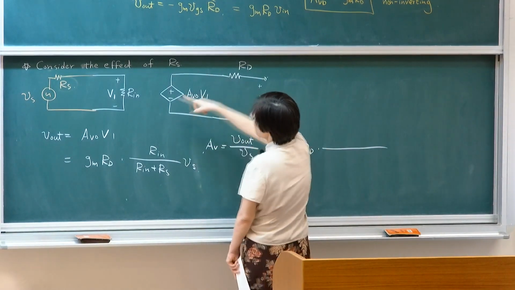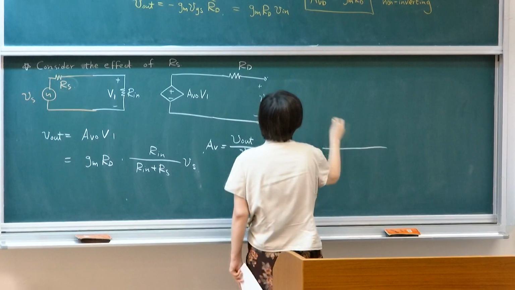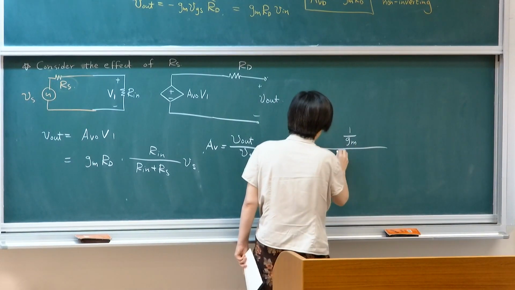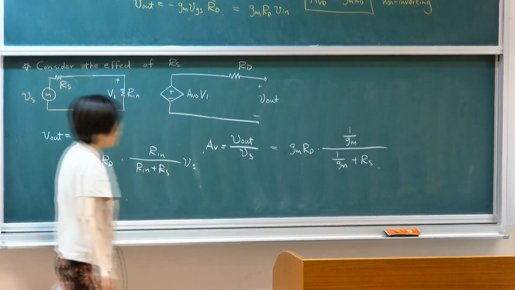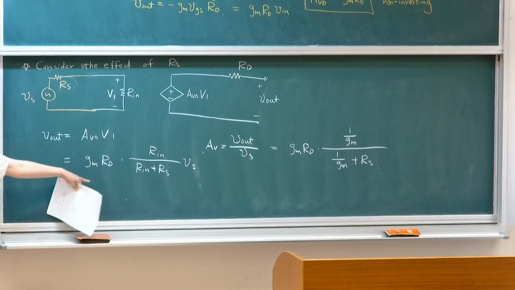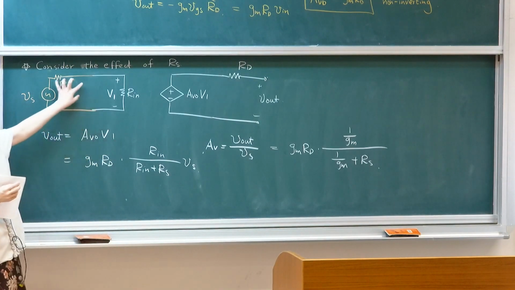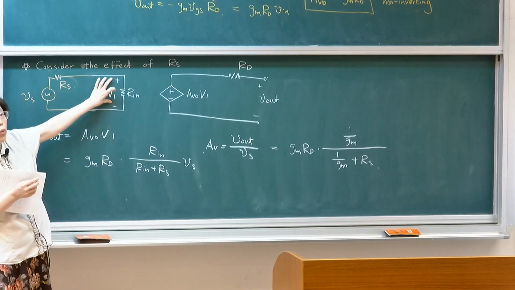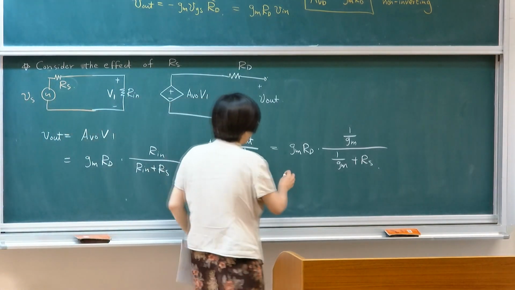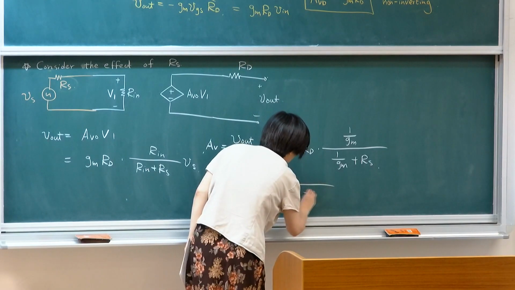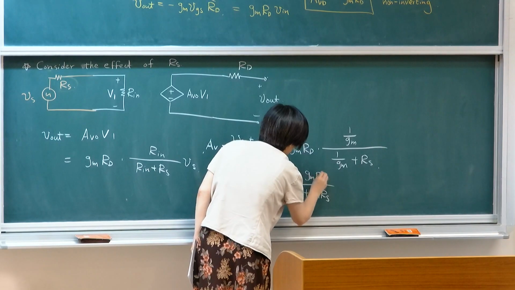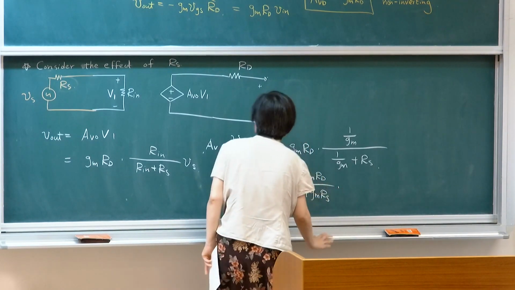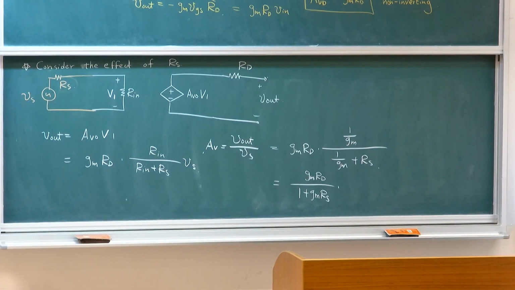What is Rn? Rn is no longer infinite. Remember, we're having common gate. This is 1 over Gm. So this voltage dividing term will allow a lot of voltage drop on the Rs because I have low input resistance. Therefore, you will get the overall gain, which is 1 over 1 plus Gm Rs, times Gm RD. You see something similar to this, but without an inverting sign.